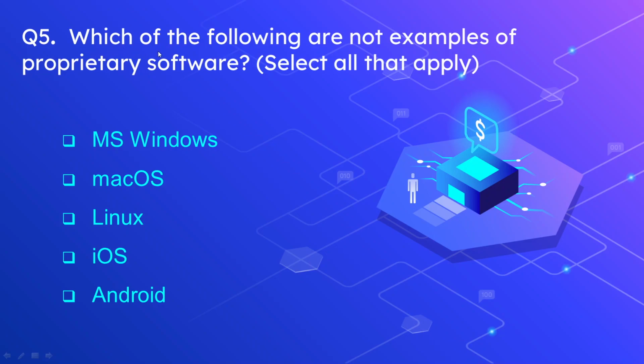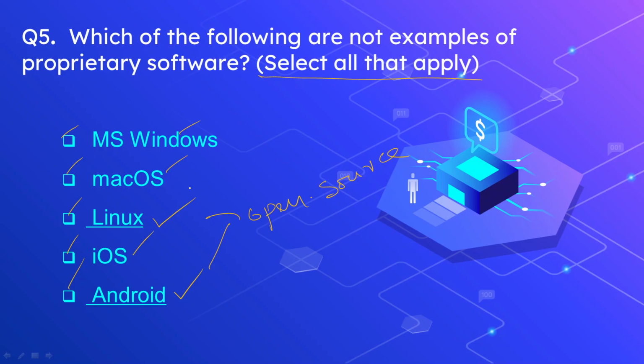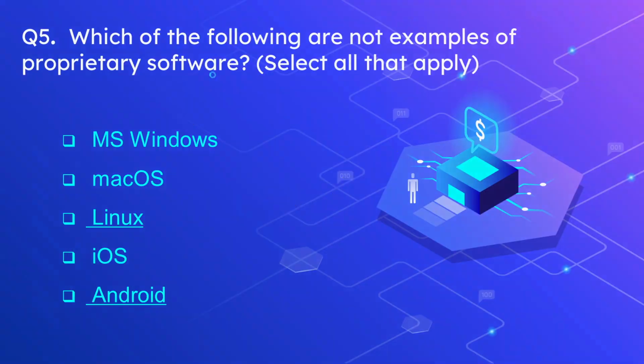Question number 5 is, which of the following are not examples of proprietary software? And we have to select all the correct options, and the options are Microsoft Windows, macOS, Linux, iOS and Android. And the correct options are Linux and Android. So these Linux and Android, they are open source softwares, or you can say operating systems, while Windows, macOS and iOS, they are proprietary softwares.